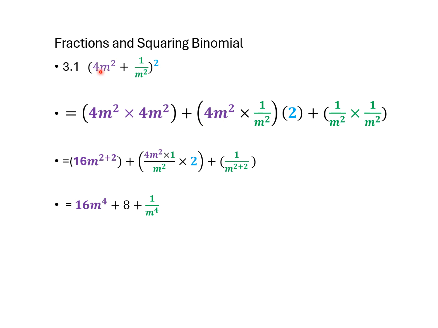So there, 4m squared times 4m squared: 4 times 4 gives me 16, and when we multiply, we add the exponents, so 2 plus 2, 16m to the 4. There, 4m squared times 1 gives me 4m squared divided by m squared, times 2. And here this is 1 times 1, which is 1, and at the bottom the bases are the same, so that becomes m to the 2 plus 2, m to the 4. There you see m squared and m squared would cancel, so I'm left with 4 times 2, which is 8. And there, 1 over m to the 4.